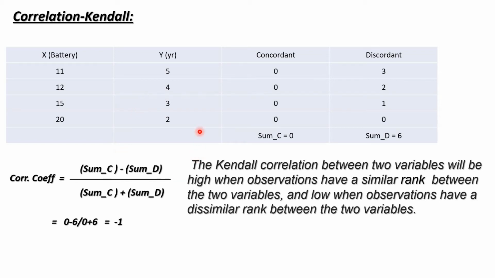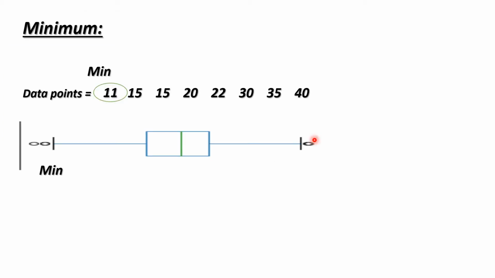Till this point we have covered in the last tutorial. Now we'll go ahead and see some more things in statistics. This is a minimum. We have already discussed how to read this box plot. This is the minimum line, this is the maximum line, and this is the median. This green line is the median. Now this 11 is the minimum, that's why this point value is 11.